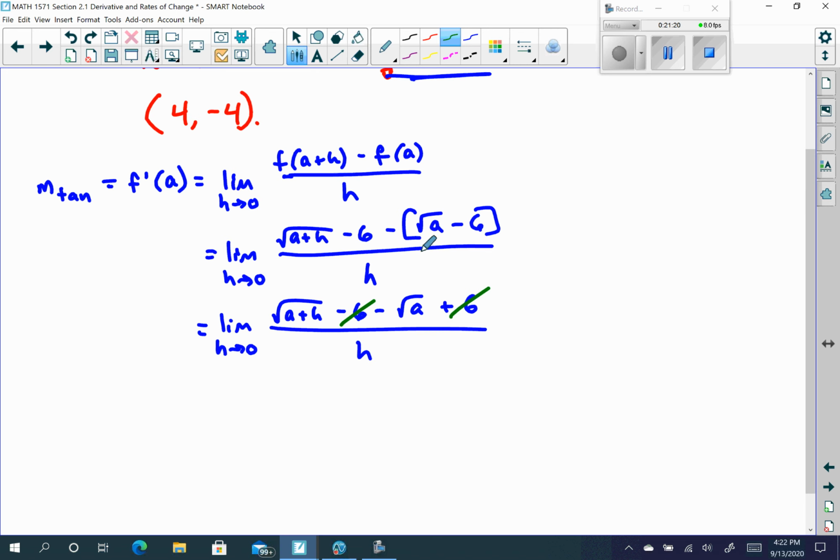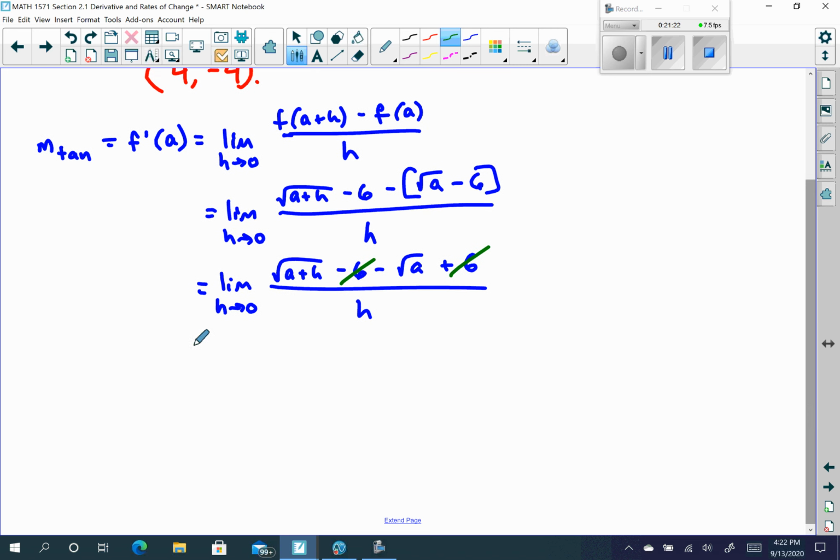These 6's are gone. I still have to write what's left over. I can't divide both of these by h like I was able to in the last part. So I still get the limit as h approaches 0, radical a plus h minus radical a all over h. Okay, still can't do direct substitution, so what do you guys think we need to do to proceed? It's with that numerator. We've got radicals in the numerator, so we must rationalize it.